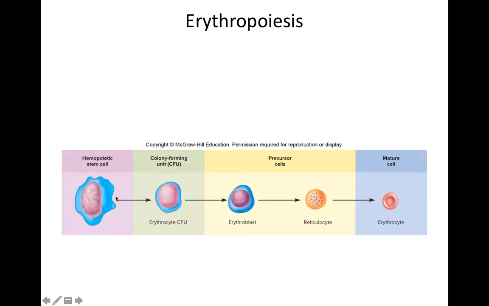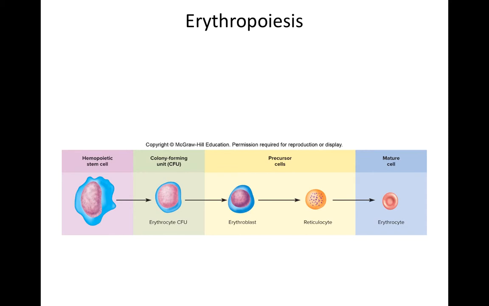We start off with a hematopoietic stem cell. Hematopoiesis, or hemopoiesis, is the process of making blood cells. A subset of that would be erythropoiesis, which is specifically making red blood cells. So we're going to start with a stem cell that is committed to becoming a blood cell.